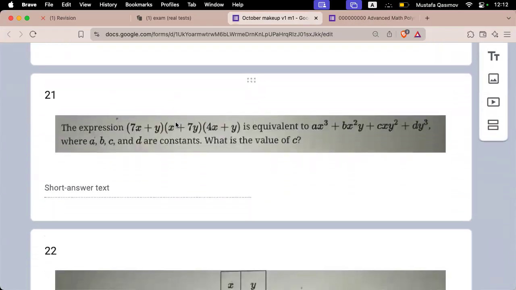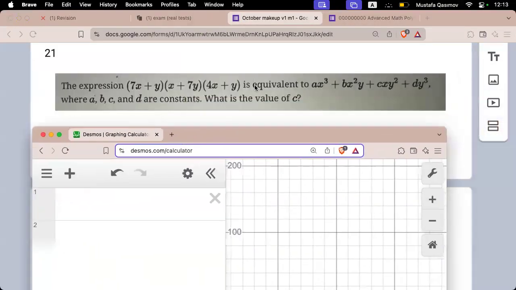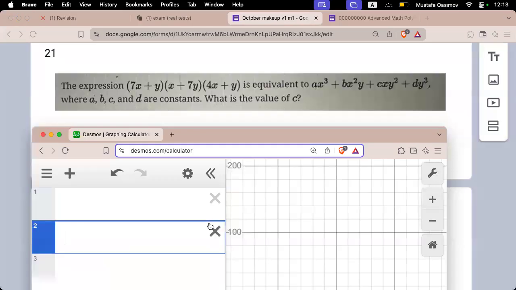It says that we need to find the value of C. Here we write all of them. After it says equivalent, we put a wave. We give X1 a random value and Y a random value too. You can do it with Desmos like that. I am showing. It says this equivalent, it means it is just equal.